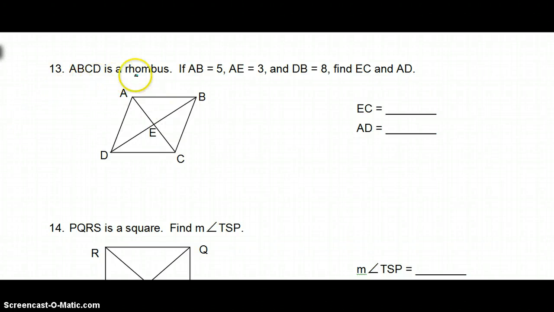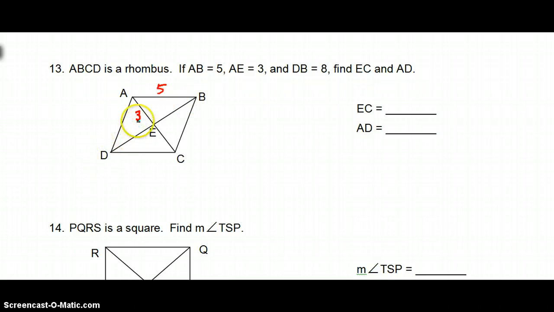Okay, number 13. ABC is a rhombus, AB is 5, AE is 3, and DB is 8. Find EC and AD. Okay, so AB is 5. Let's just put that there. And AE is 3. And DB, this whole distance, is 8.